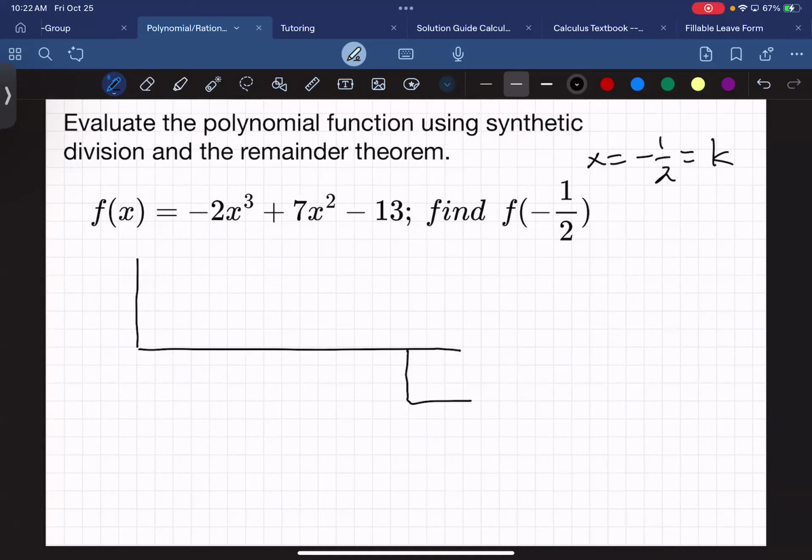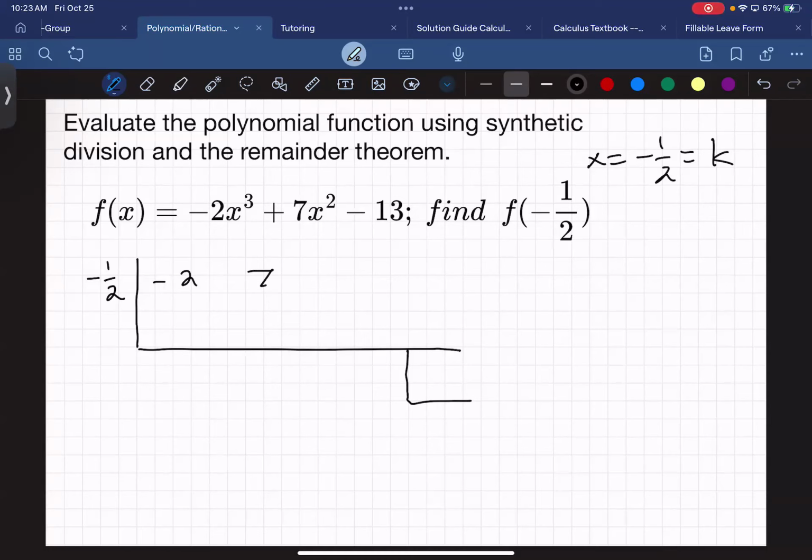So that's definitely like just put -1/2 on the outside, but what's going on the inside that we don't want to overlook? We got -2, we have 7, and I put -13. Where's the 0 go?